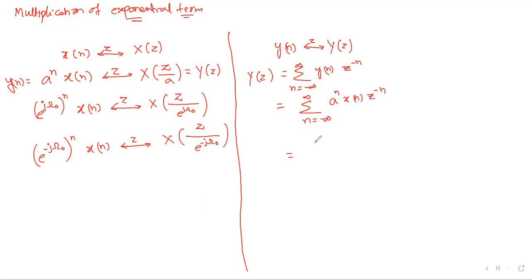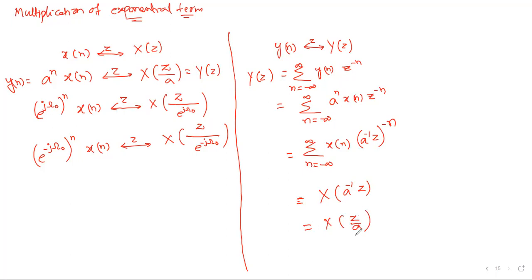Now, summation n equal to minus infinity to infinity x of n, I will write a power minus 1 into z, whole power minus n. That is a power minus 1 into minus n, a power n, z power minus n. So now what is this one? X of a inverse z. That is nothing but a inverse z, which is x of z by a.